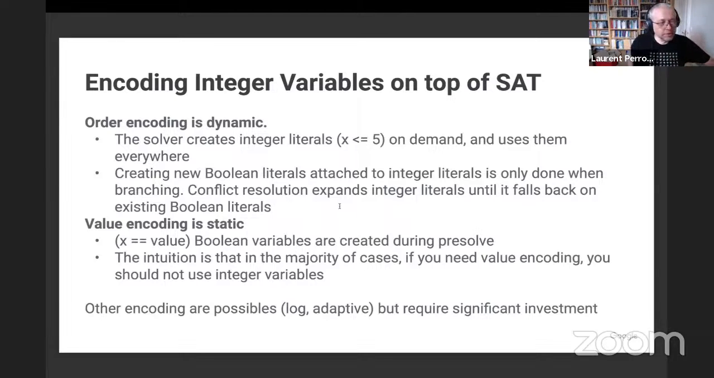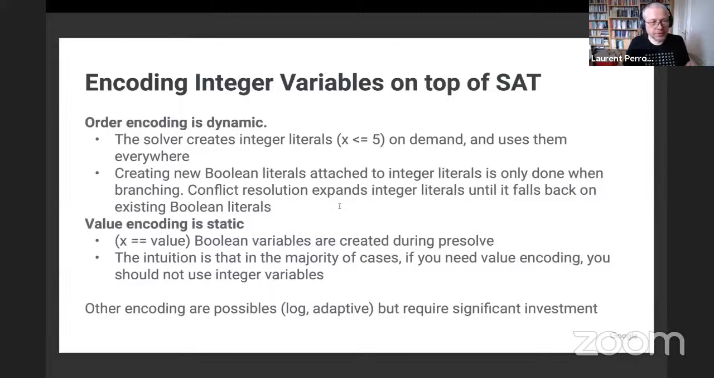You have one which is dynamic, so you don't create a Boolean variable per se, only when you need that. So it's variable less or equal than a constant. The negation of that is variable greater or equal than a constant, and this is used to encode the bounds of an integer variable. We call that an integer literal. We only attach this integer literal to a Boolean variable when it's used in a conflict.